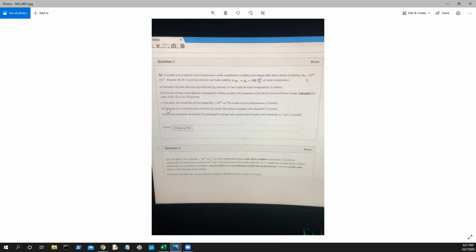Yet again, it asks you to compute the resistivity, but instead it says compute the resistivity of an intrinsic silicon crystal.